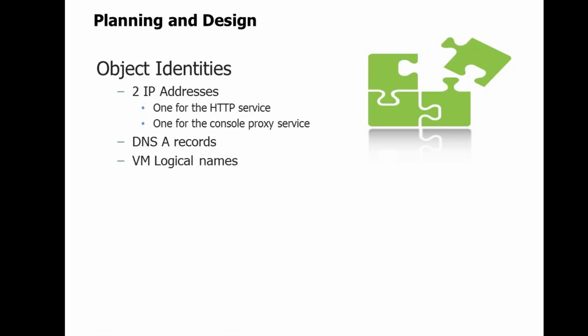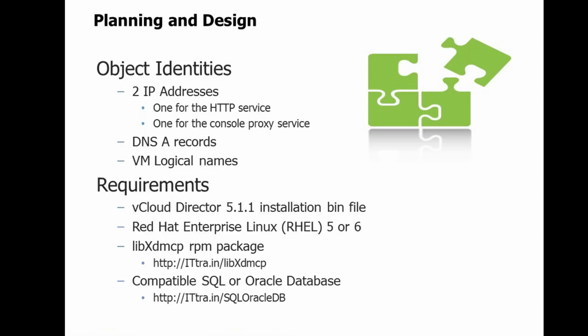It's your choice. There are also some requirements that we'll need to meet ahead of time in order to really smooth out this install. The first is the vCloud Director 5.1.1 install bin file. That's kind of like, yeah, of course, if you're installing vCloud, you'll need the installation file. So I think no one's surprised by that one. The other one is we'll need a server running Red Hat Enterprise Linux, version 5 or 6. I'll be using version 6.2, which is basically RHEL 6 update 2. That's how you translate the 6.2.